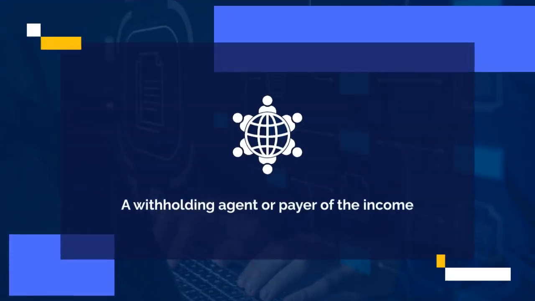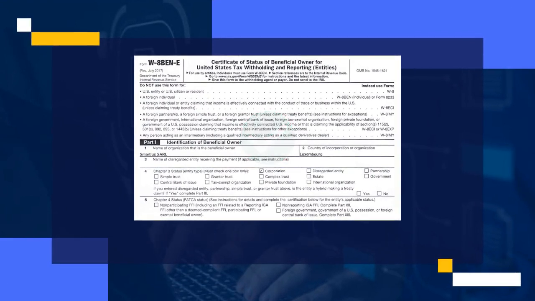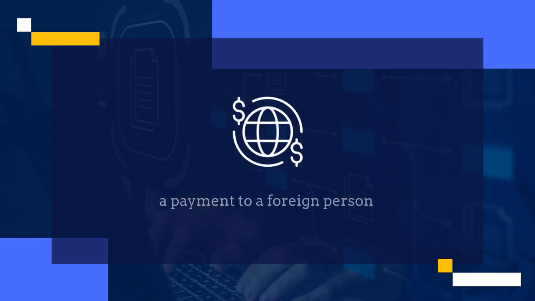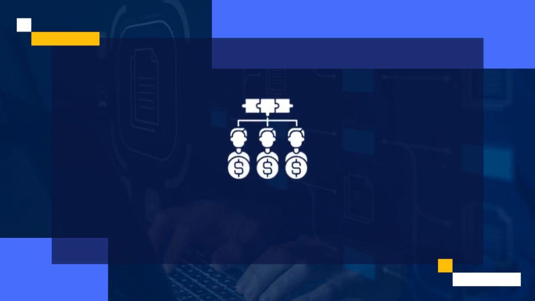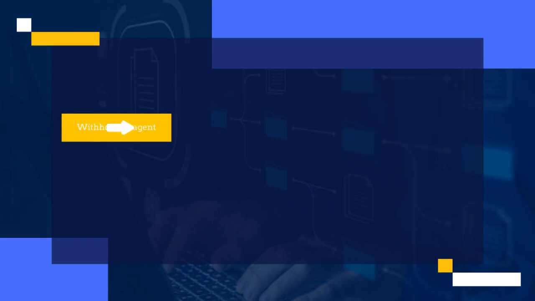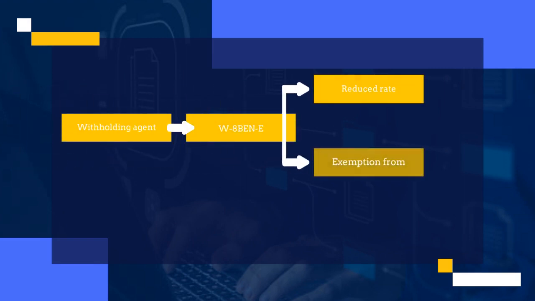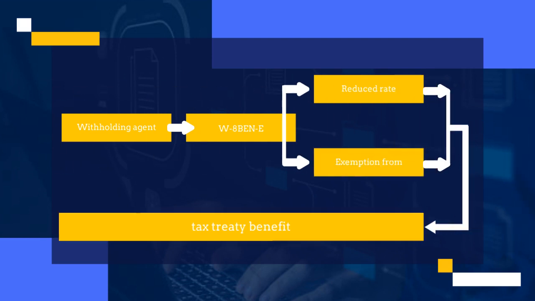A withholding agent or payer of the income may rely on a properly completed W-8BEN-E to treat a payment associated with the W-8BEN-E as a payment to a foreign person who beneficially owns the amounts paid. If applicable, the withholding agent may rely on the W-8BEN-E to apply a reduced rate of, or exemption from, withholding at source, also known as a tax treaty benefit.